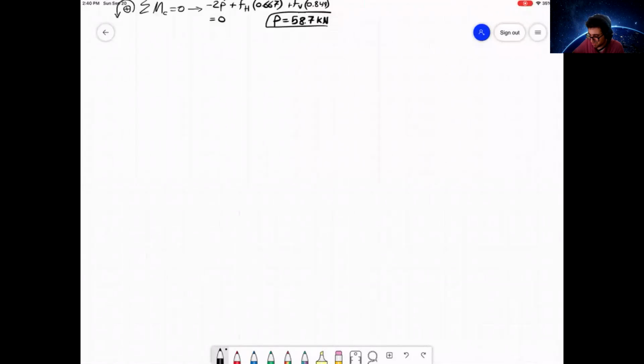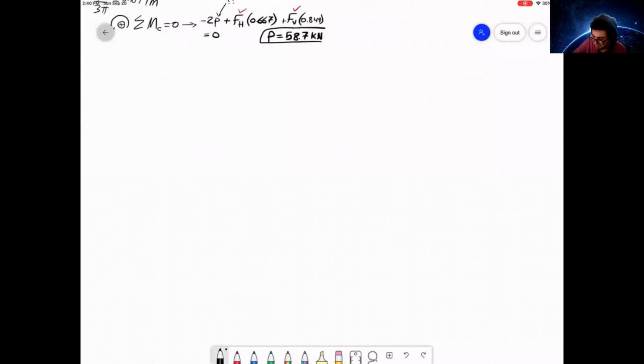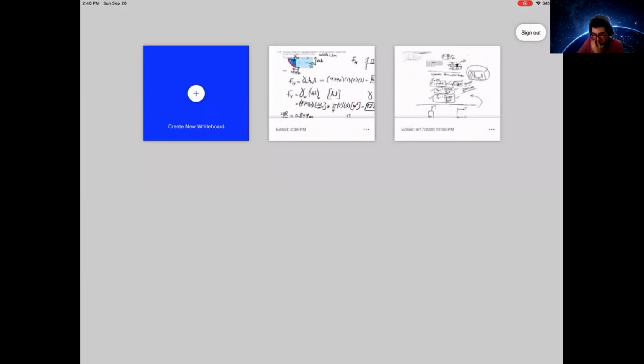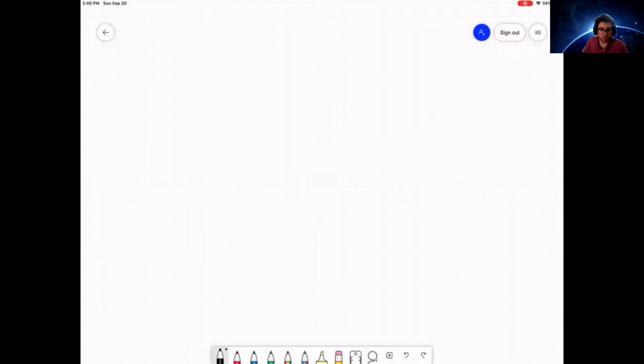Okay, let me add a new page. I don't think I have a picture, but I know the problem because I worked on it yesterday. It's problem 2.117. Is this problem from your homework? You guys remember?